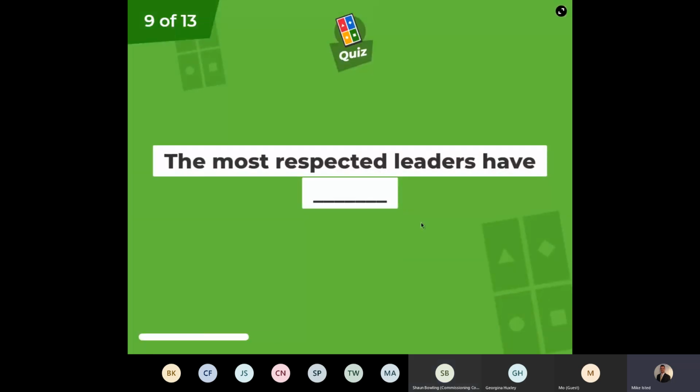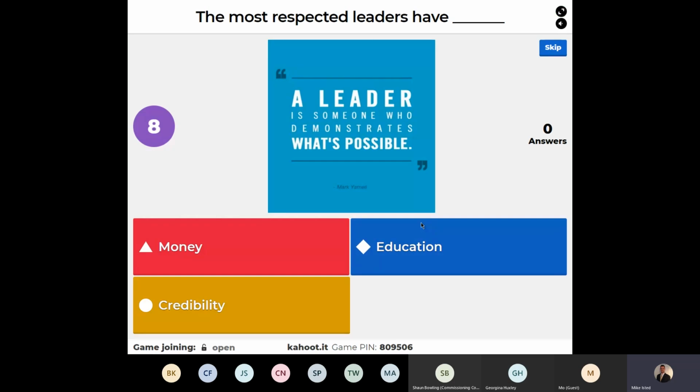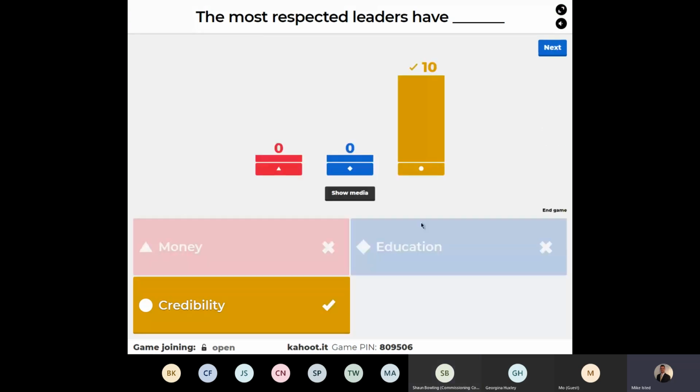Right, question 9. The most respected leaders have what? Money, credibility, education. Credibility. Absolutely. Yes, credibility. Credibility means everything. You've all heard, and I've had the wonderful opportunity to speak to some of you for quite a while now, credibility is hugely important. If you haven't got the credence, you haven't got the experience, you haven't got the confidence, and you haven't got the subject matter, therefore you haven't got the excellence, and ultimately you will not win the day.